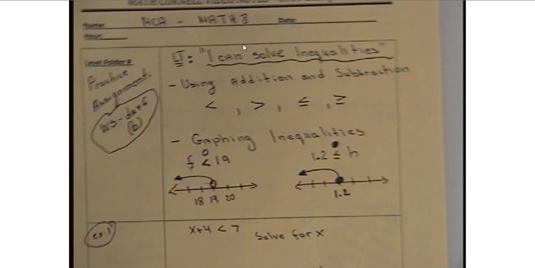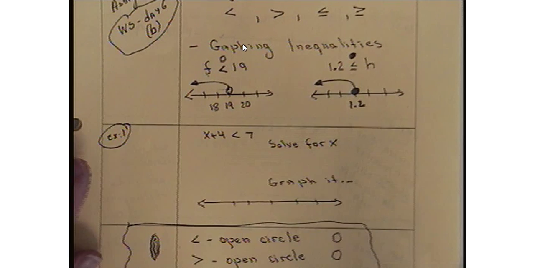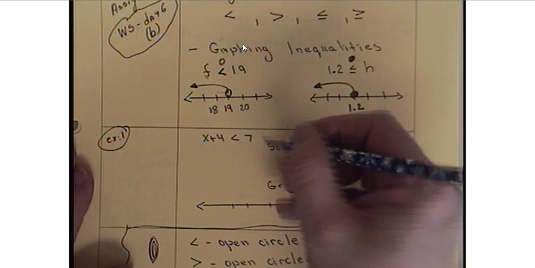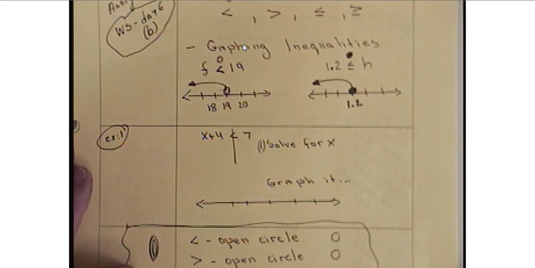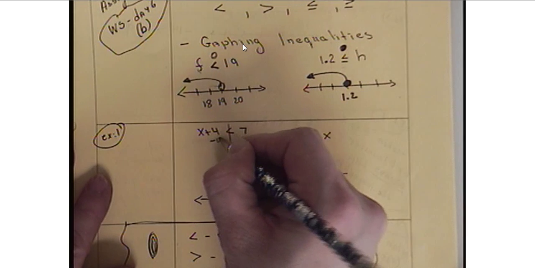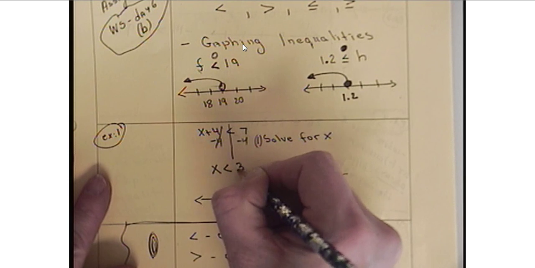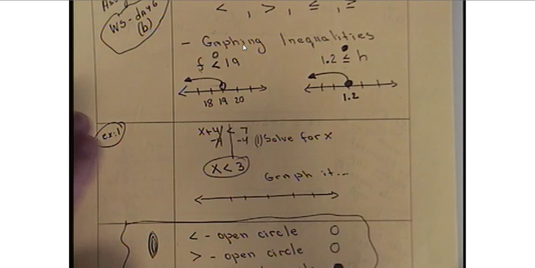How about an example where we have an inequality to solve, x plus 4 less than 7. So step 1 will be we're going to solve for x, just like when we solve an equation. How do we solve for x? We subtract 4 from both sides, those two cancel, x is less than 3. This is the answer. So once we have the answer, let's go ahead and graph it.